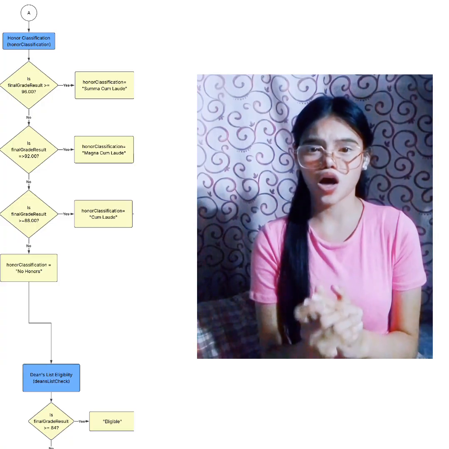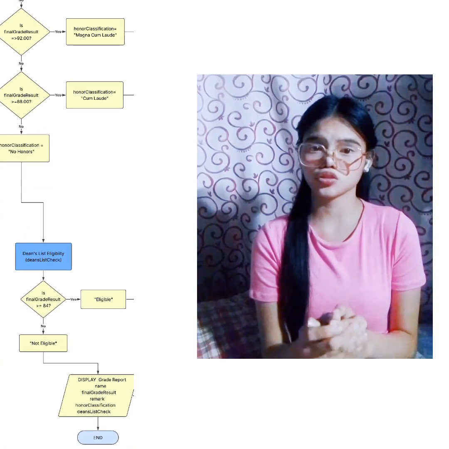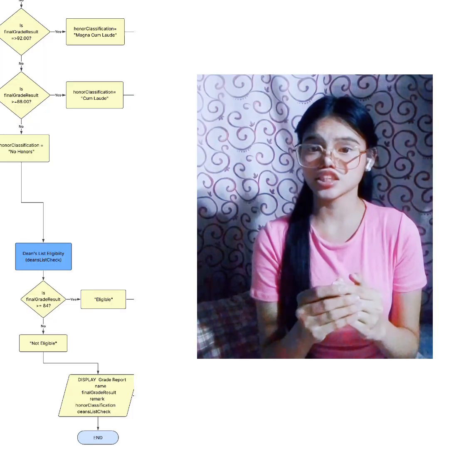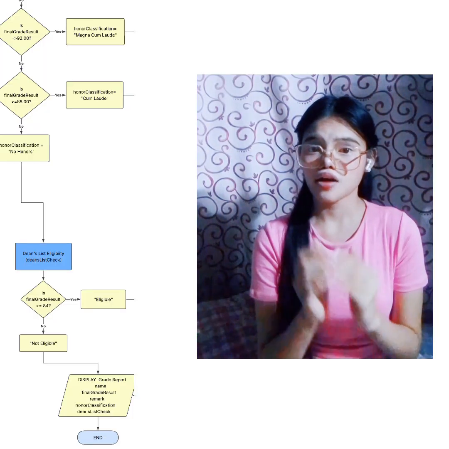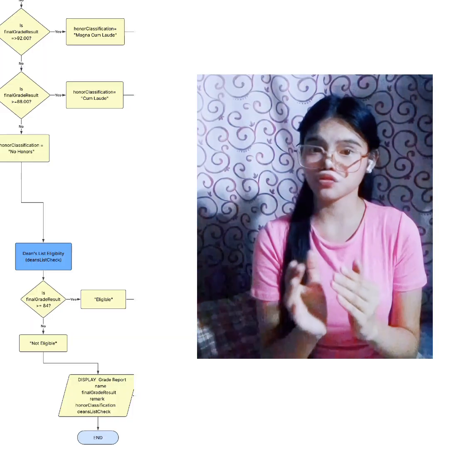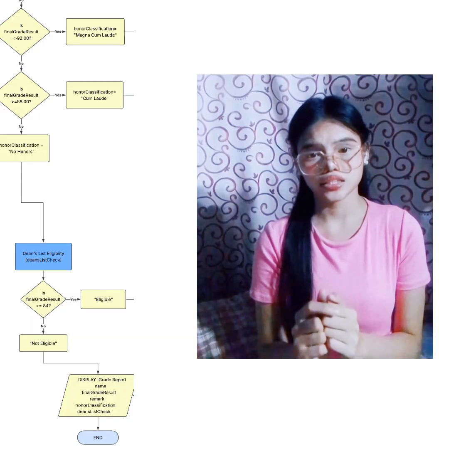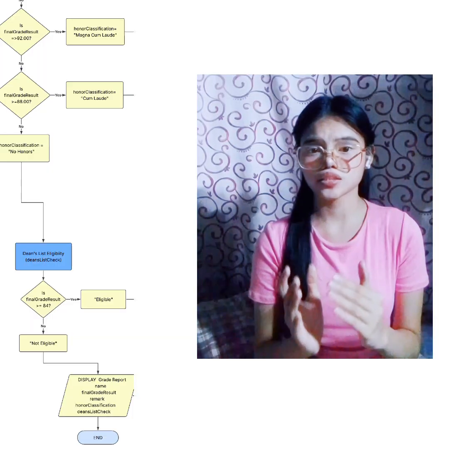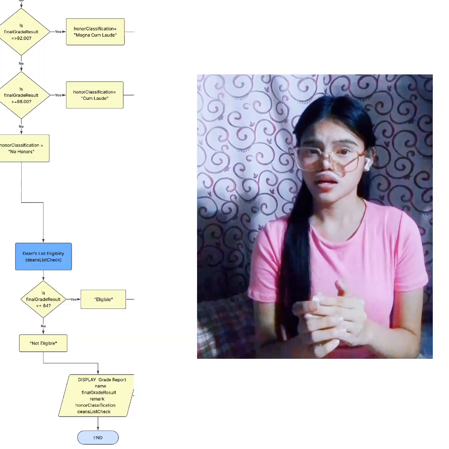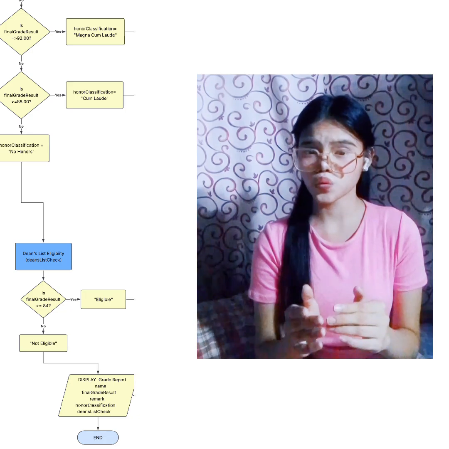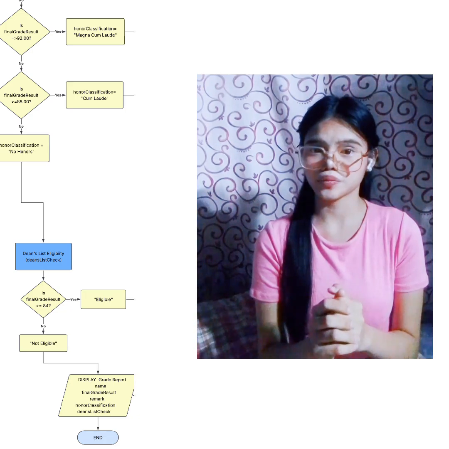After determining the honor classification, the program checks the student's Dean's List eligibility. The condition asks whether the final grade result is 84 or higher. If the answer is yes, the student is marked as eligible for the Dean's List. If the answer is no, the student is marked as not eligible.